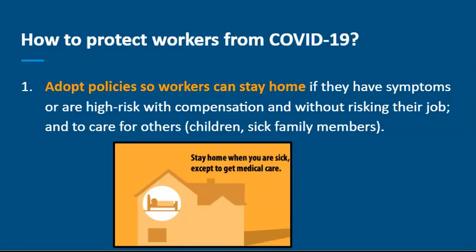So the number one thing that employers can do to protect their workers is to have policies that actually allow workers to stay home. Especially if they have symptoms or if they're in a high risk category, like they have a pre-existing condition, or if they've been exposed already, they should be home. And to be able to do that, they need compensation, because many people, if they have the choice of losing their paycheck or staying safe, they have to go to work, right? They can't afford to lose that paycheck, and they have to sacrifice their safety.